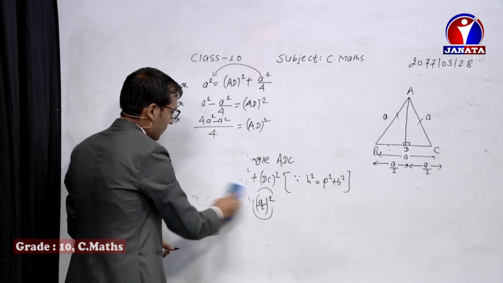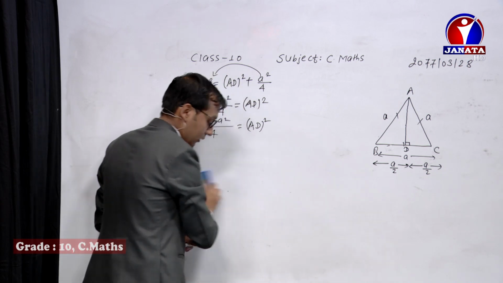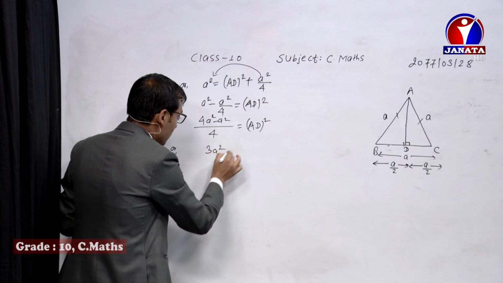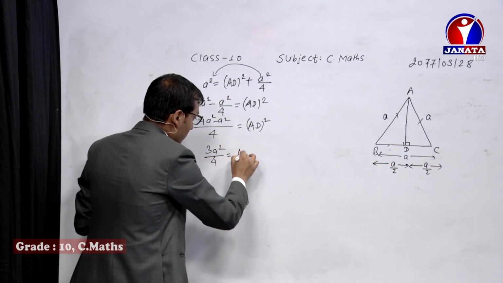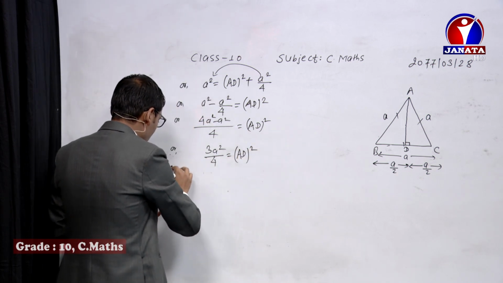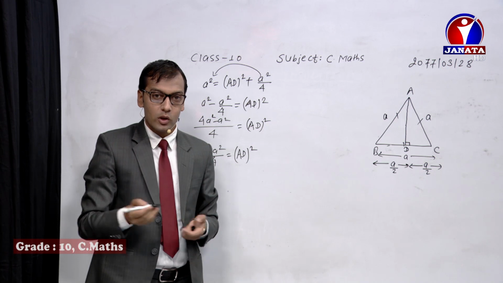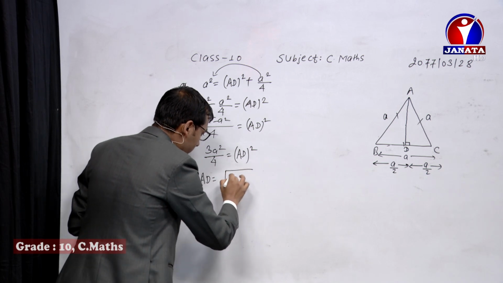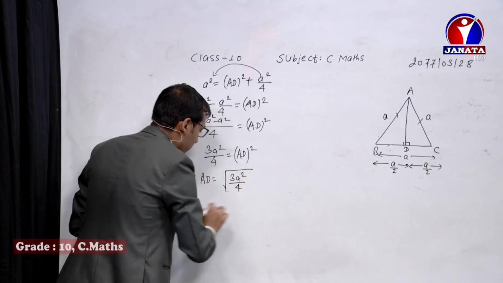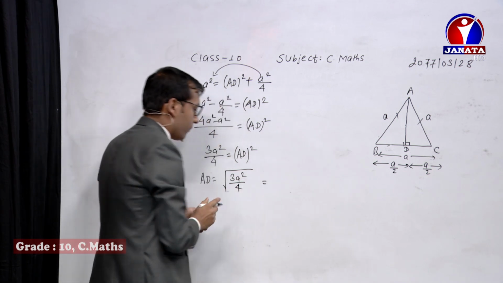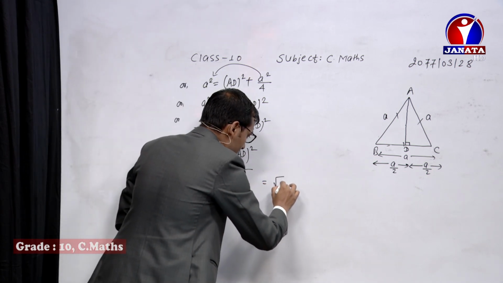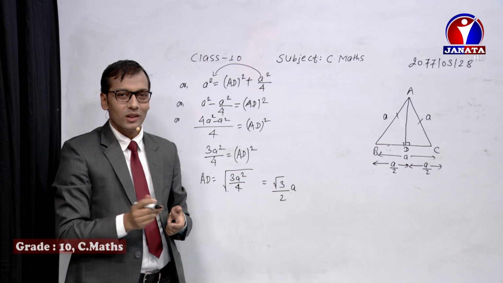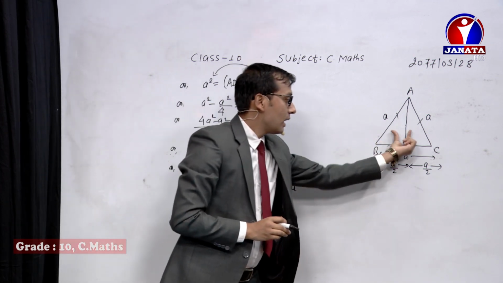Let's simplify this and find what is AD. AD is the height, so we are calculating for AD. This is 3A square over 4 is AD square. Now if we take square root on both sides, we can find AD. So AD is square root of 3A square over 4. So this gives us square root of 3 over 2 times A. So this is AD, and this is called height.